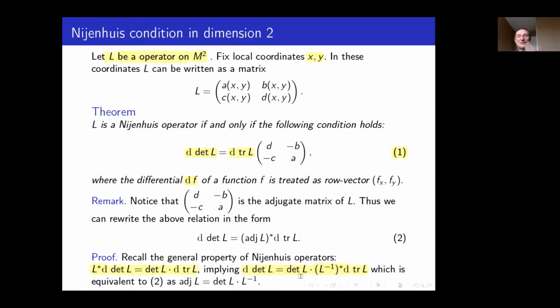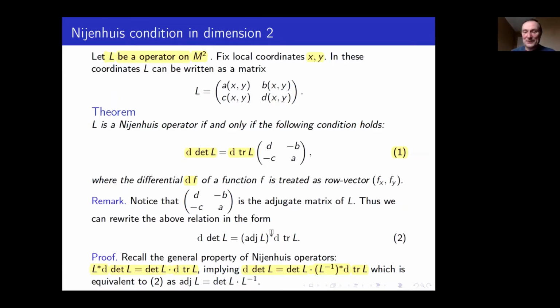Okay, so we need to show this. In one direction, we know that this is true: if L is a Nijenhuis operator, this relation holds true due to the identity which we have already proved previously. So we need to prove the inverse statement, the other way around. So let us do it.